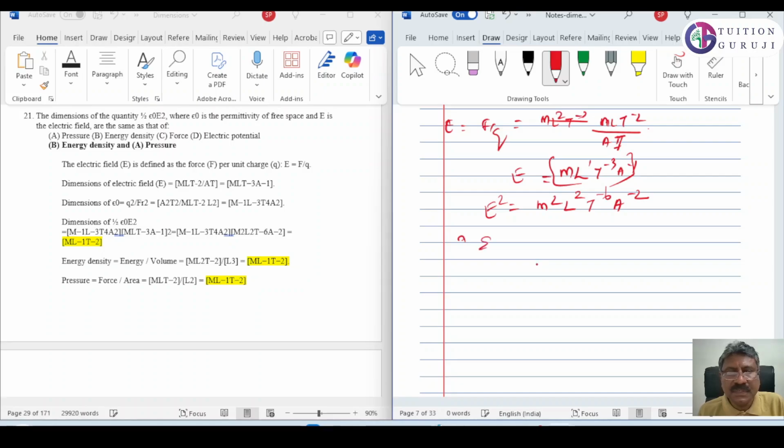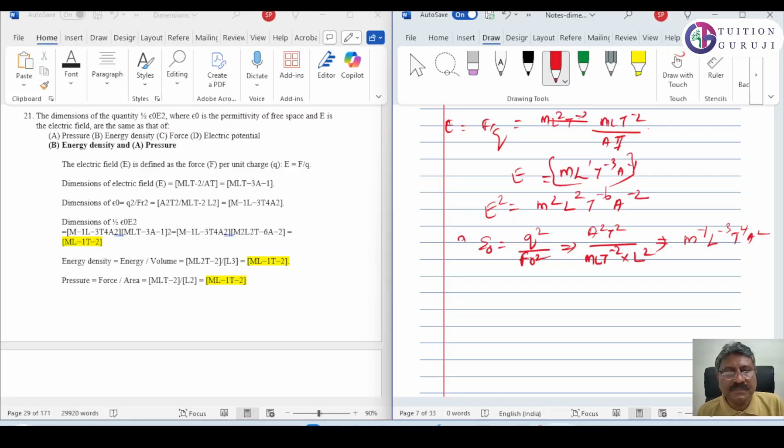Now, epsilon 0 is equal to Q square by F R square, which implies A square T square by F is m L T raised to minus 2 into L square. Okay, which gives m raised to minus 1, L raised to minus 3, T raised to 4, A square.